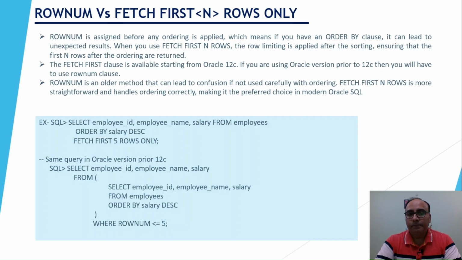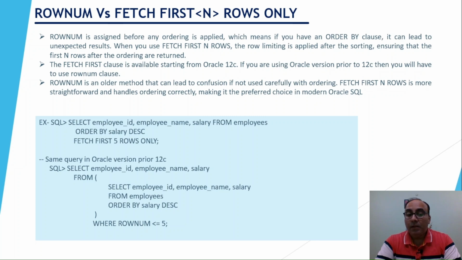Okay, now let's try to understand how these queries will be executed by the Oracle engine. In the first query, employee ID, employee name and salary will be selected from the table employees. Thereafter it will be sorted on the basis of salary, and from there the top 5 rows will be picked and displayed.